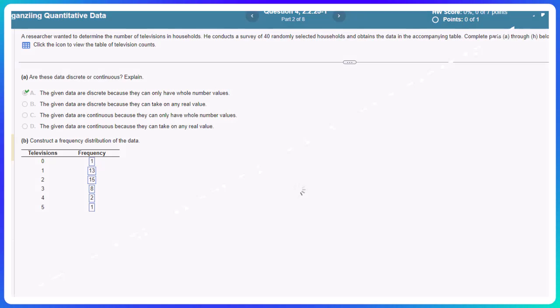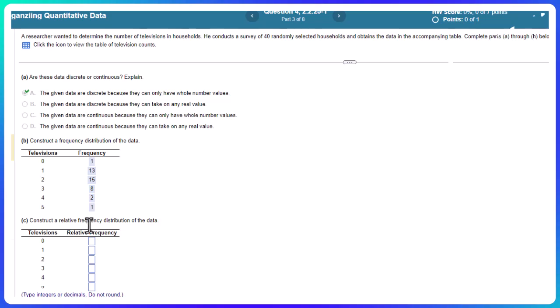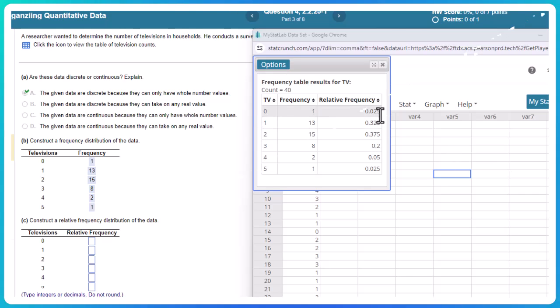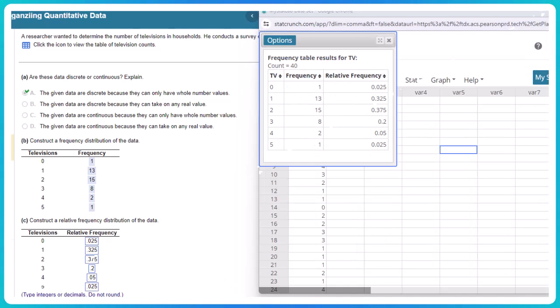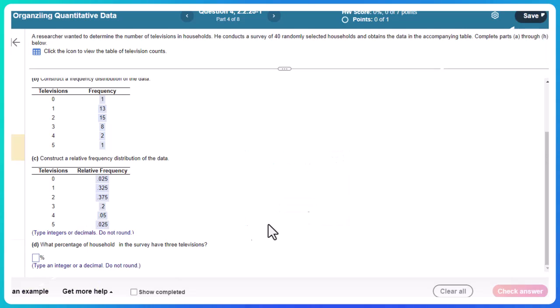Let's go ahead and press check answer. Looks good. Relative frequency, we already have that. So let's pull that back over. Again, here's my relative frequency. And let's make sure we round. It says type in, do not round. So thankfully, these are all 1 to 3 decimal places. So the first one, 0.025, then 0.325, and so on. Okay, that looks good. Okay, part D, what percentage of households in the survey have 3 televisions?